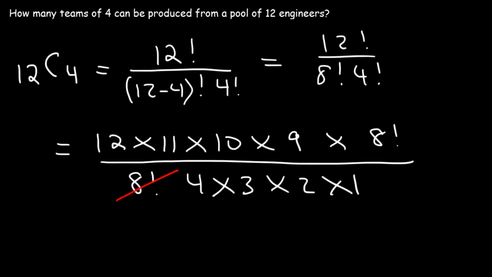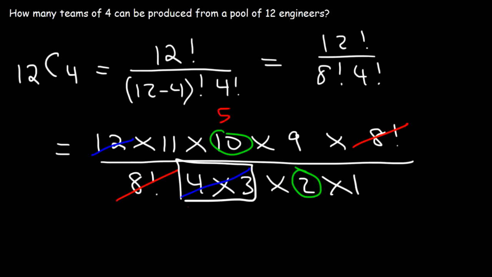So let's cancel 8 factorial. That's going to save us some writing space. 4 times 3 is 12, so we can get rid of these two. And then 10 divided by 2 equates to 5. So what we now have is 11 times 5 times 9. 11 times 9 is 99.